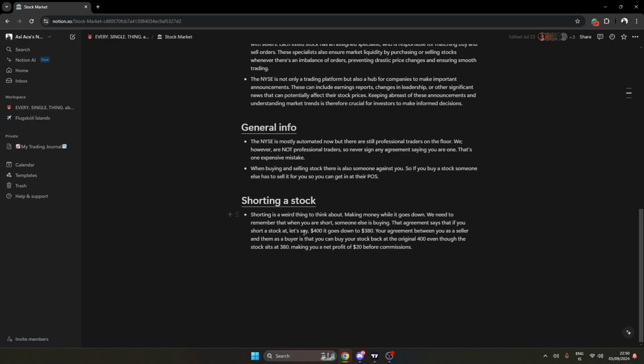The agreement says that if you short a stock at, let's say, 400, and it goes to 380, your agreement between you as a seller and them as a buyer is that you can buy your stock back at the original 400, even though the stock sits at 380, making you a net profit of $20 before commissions. I hope this makes sense, because in my head, this makes perfect sense.